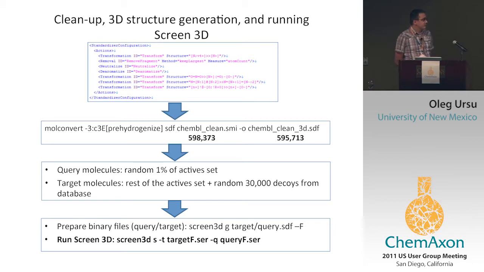Then I just went and followed the user guide for Screen3D, which I got from Miklos and Adrian, and prepared the binary files which are required to run Screen3D itself, and then with the last command line I ran Screen3D itself. This by default runs, my understanding, shape with pharmacophore, and it doesn't run the match. You need to specify a different command line option to run the match method.